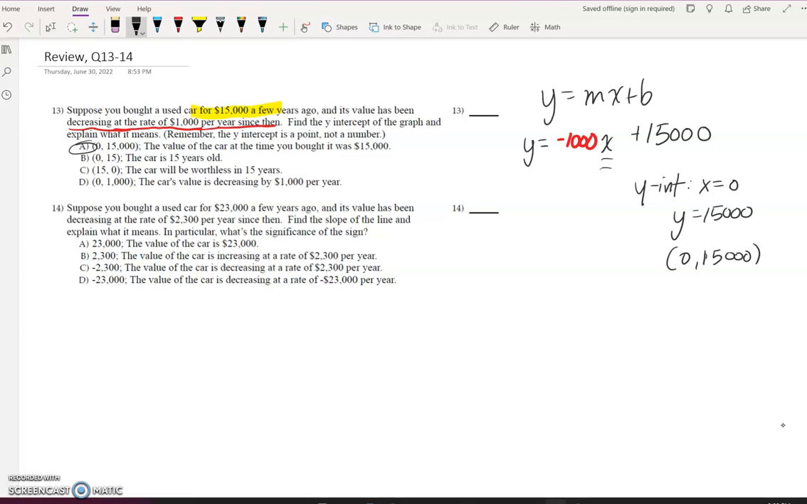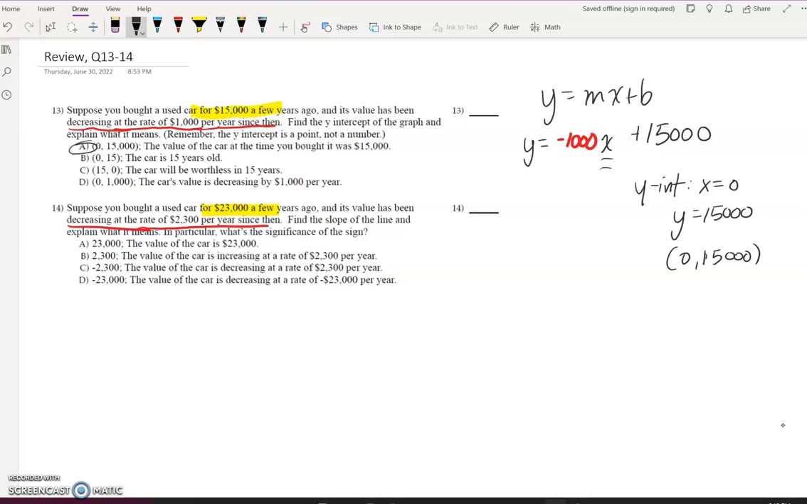For number 14, you bought a used car for $23,000 a few years ago. It's been decreasing at a rate of $2,300. Find the slope of the line, and explain what it means. Once again, I bought a used car for $23,000. That is not a rate, that is how much it cost. When I run into a rate, it's right here. It's been decreasing at a rate of $2,300 per year.